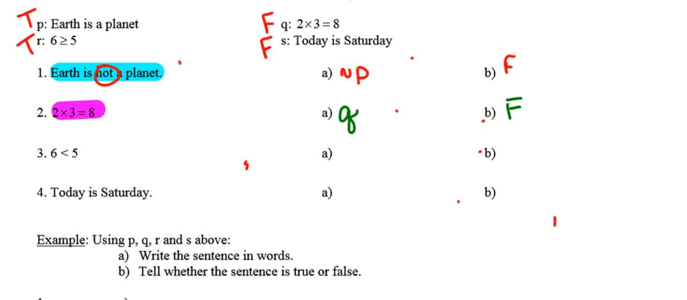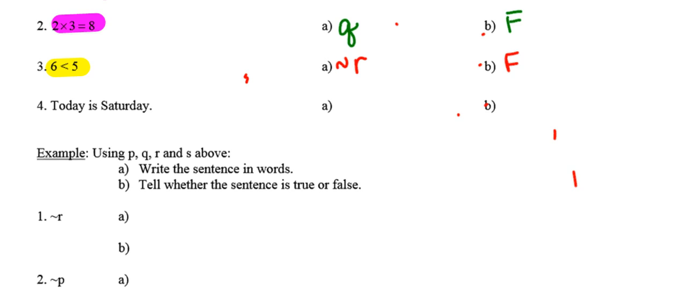Looking at number 3. Number 3 says the statement 6 is less than 5. If I look at my choices up above, the only one of those that deals with 6 and 5 is statement R. I want 6 is not greater than or equal to 5, making 6 less than 5. So I want not R, the negation of R. Since R was a true statement, its negation is false. I'm going to leave the last one of these up to you.